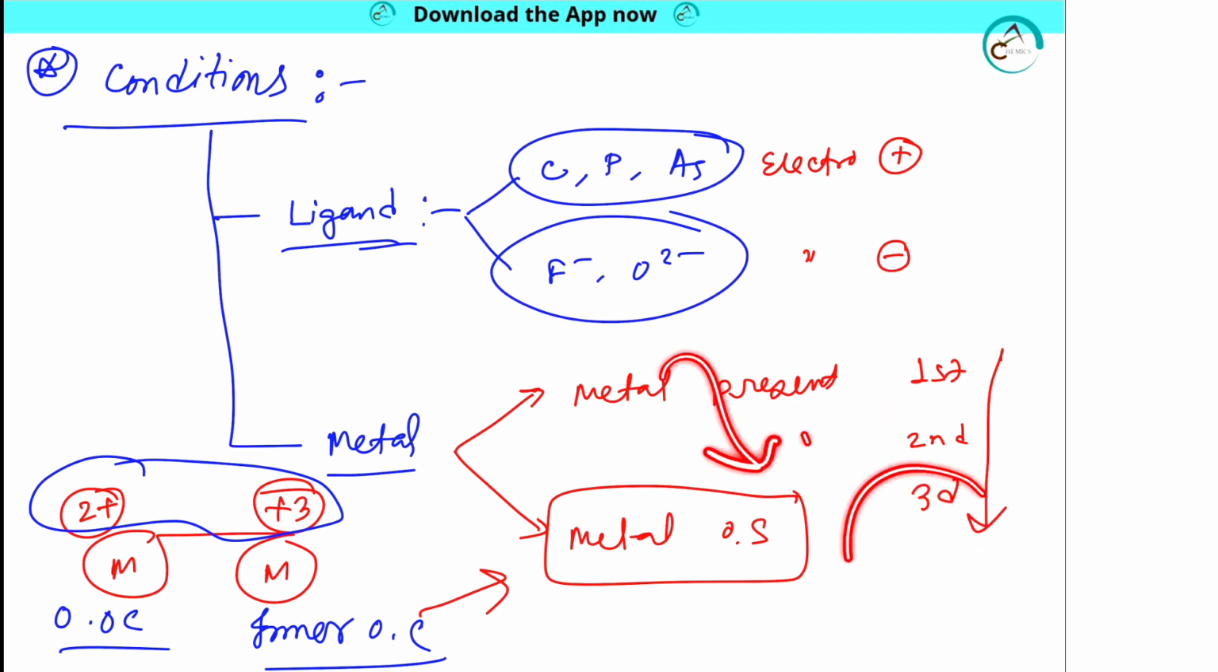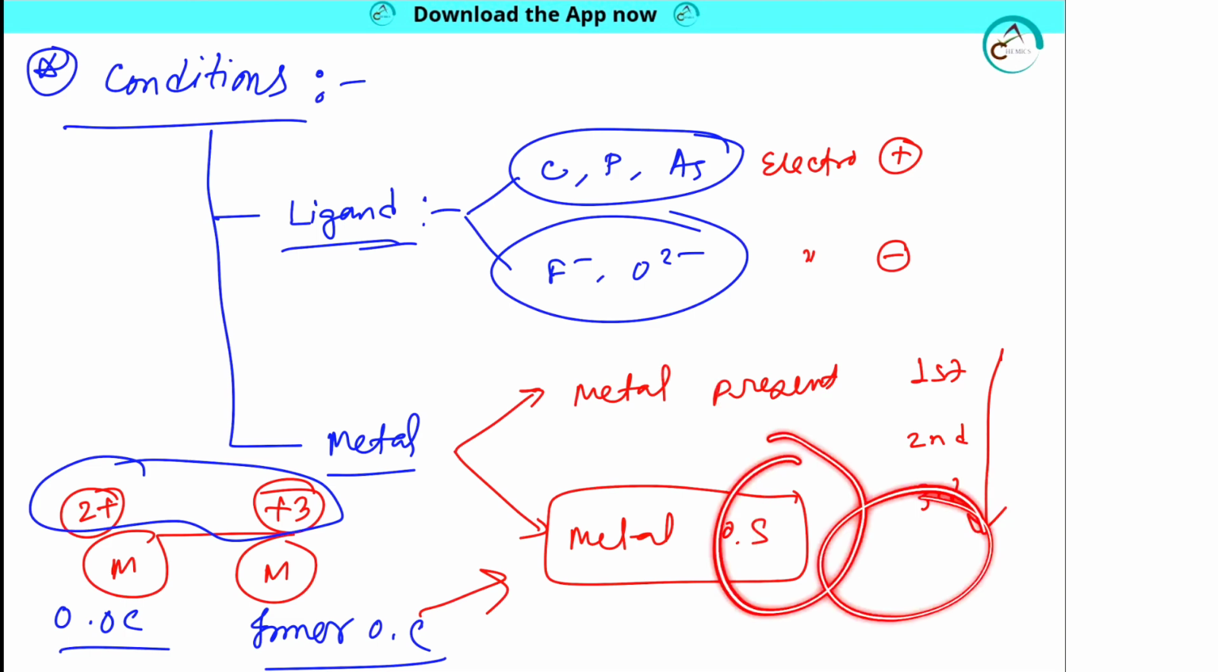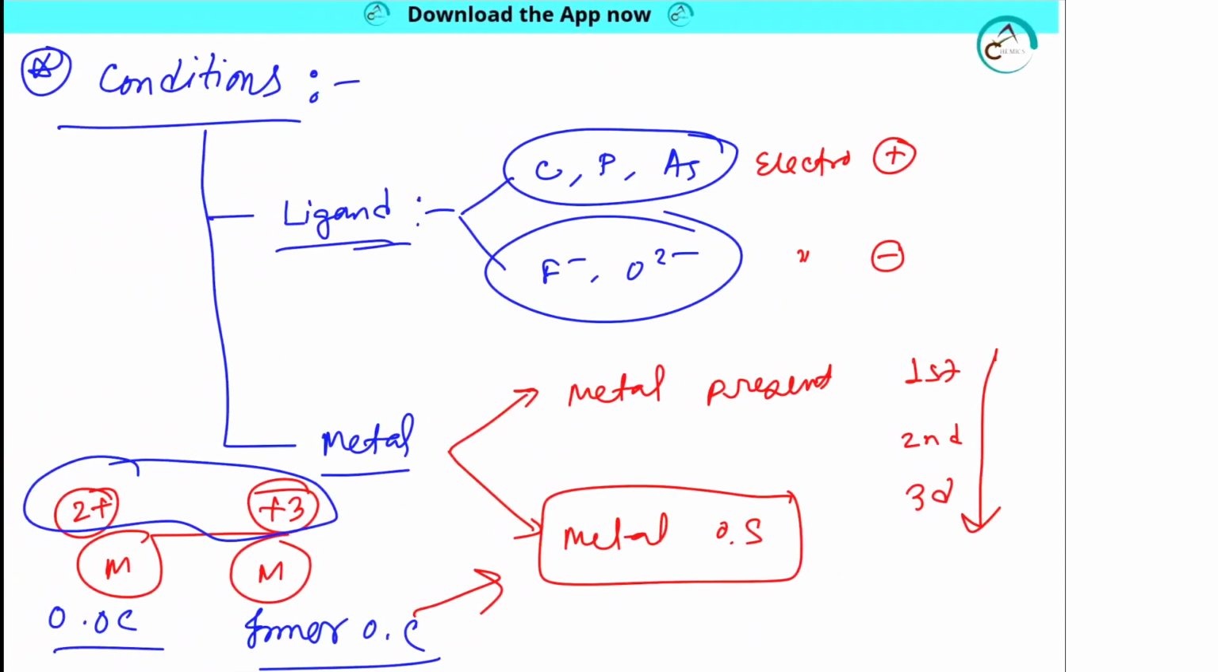Ligand will come and overlap more efficiently. Okay, efficiently it can overlap, and after overlapping it can force the metal to form an inner orbital complex. Okay, so here it is. Finally we are done with that.